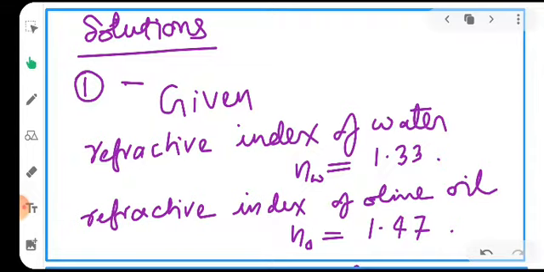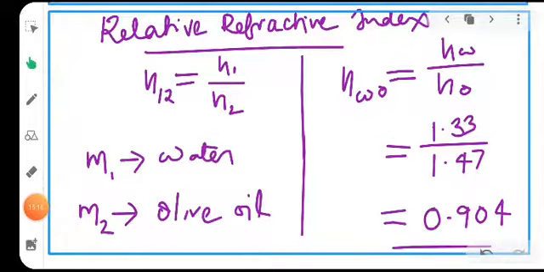So you can see optical density increases with refractive index value. Moving on to find the relative refractive indexes. Let me call water as medium 1 and olive oil as medium 2.